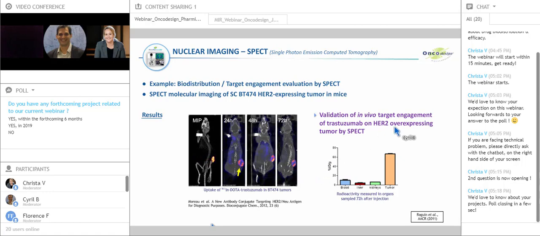This will be done at each time point or only at the end, and we correlate the gamma counting on each of the organs with the SPECT counting quantification that we can perform live. It is very important to correlate both of these measures to be fully accurate.